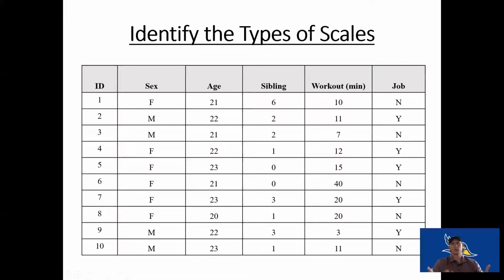Age is a ratio scale. We can't be negative years old. 0 is a 0 age. So that's a ratio scale. Number of siblings, okay, that is also a ratio scale. We can't have less than 0. Workout time in minutes would also be a ratio scale. We can't work out for negative minutes. 0 means the absence of, in this case, time. And then having a job, yes and no, is categorical, so that is a nominal scale.